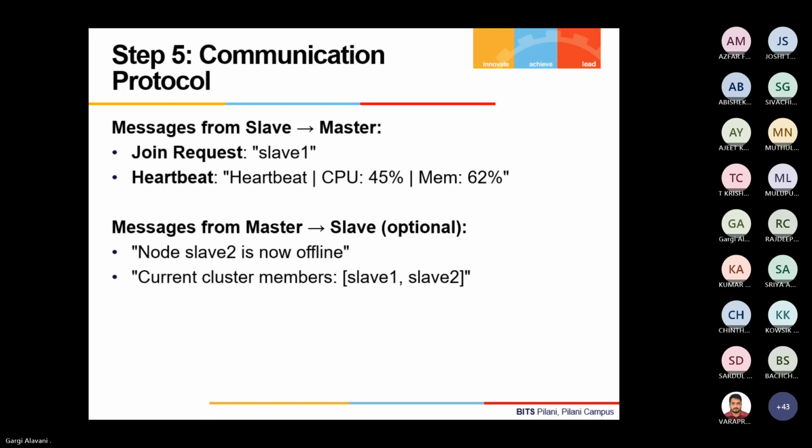So what should be the communication between the two? The slave should send the master a join request saying I'm slave one, and it should send the heartbeat. In the heartbeat it has to send CPU and memory information. You can have some optional messages from master to slave, such as if a slave is offline or dead, or what the current cluster members are. The master can keep printing those.